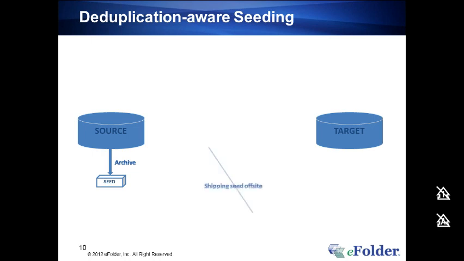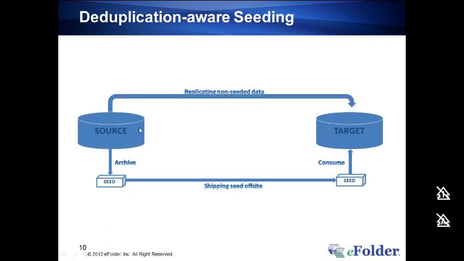Now the seed obviously could be plural, and we ship this data off-site. Once it gets off-site, eFolder is going to, within minimal turnaround time, plug this into your target environment and consume it ASAP. Now, as you're doing this, you're also going to notice that you've got data that was not included on the seed. That's going to be replicated over the WAN in real time. So what does that actually mean? Let's say you've got a base image and you've got incremental 1, 2, 3, and 4.